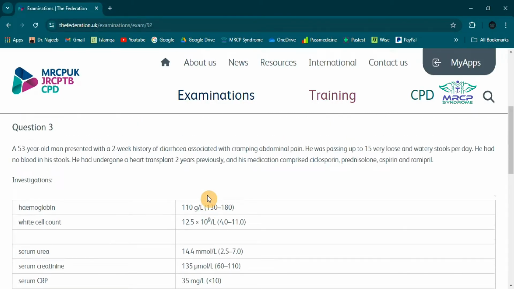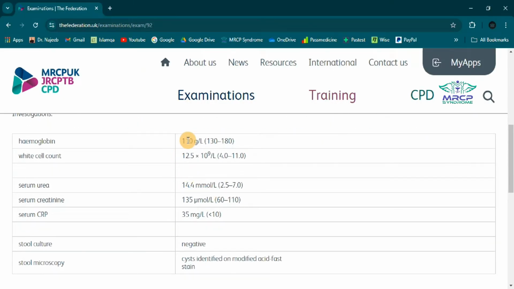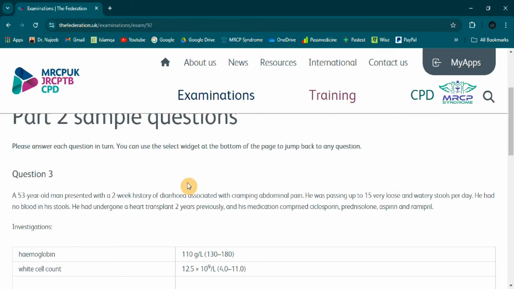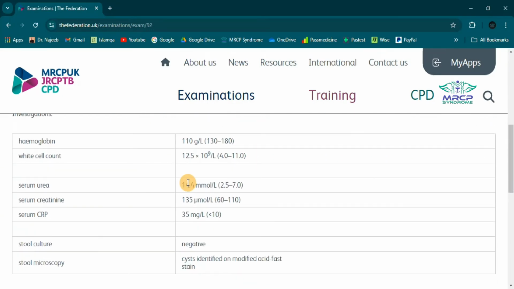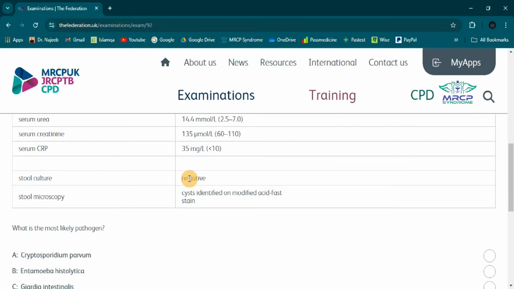If we analyze the investigations, the patient has mild anemia, which could be related to chronic disease or malnutrition from prolonged diarrhea, or it may be due to renal dysfunction. The white cell count is slightly elevated, possibly indicating an inflammatory or infectious process. Serum urea and creatinine are elevated, which indicates renal impairment, which may be secondary to dehydration from excessive diarrhea, or due to cyclosporin nephrotoxicity, or related to underlying kidney disease. The serum CRP level is also elevated, indicating a significant inflammatory response consistent with an infectious process.